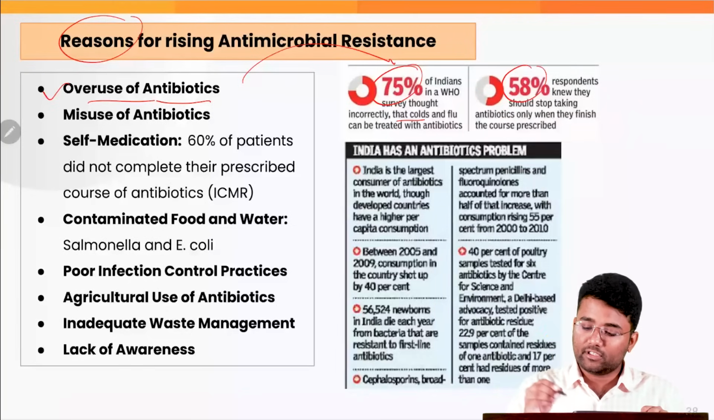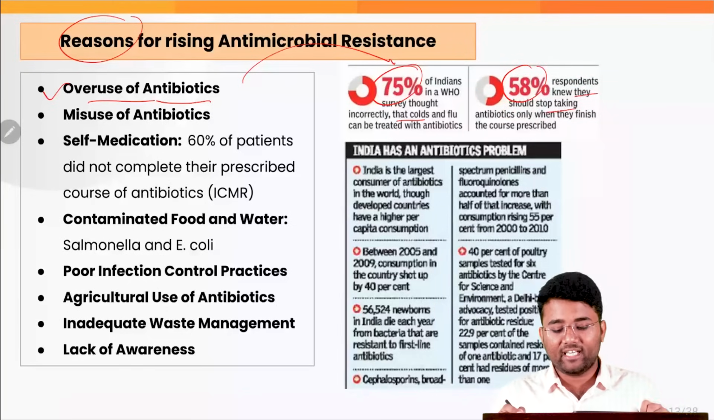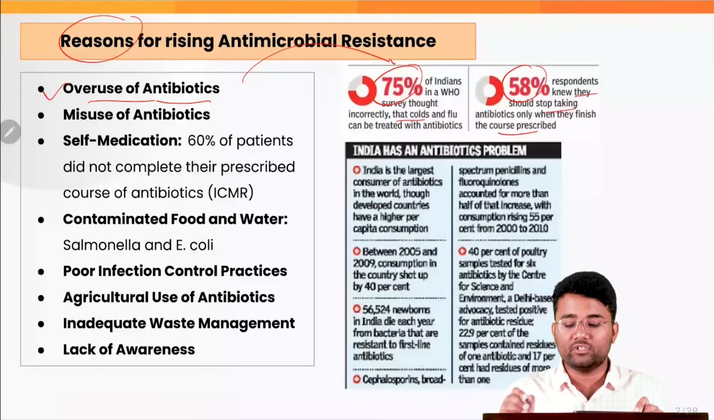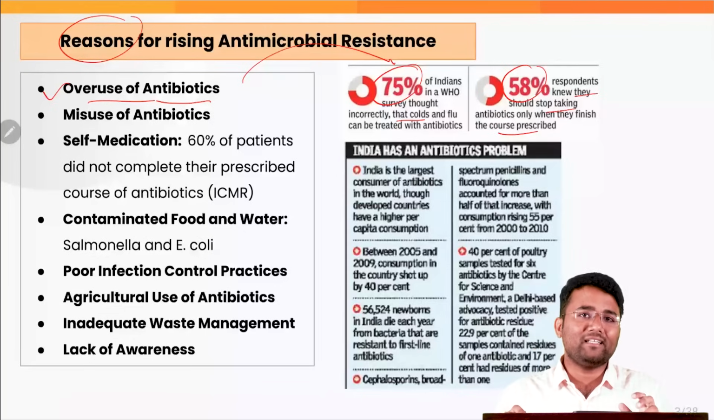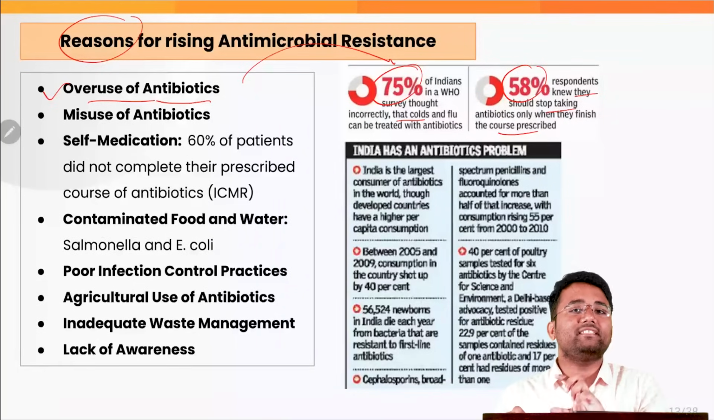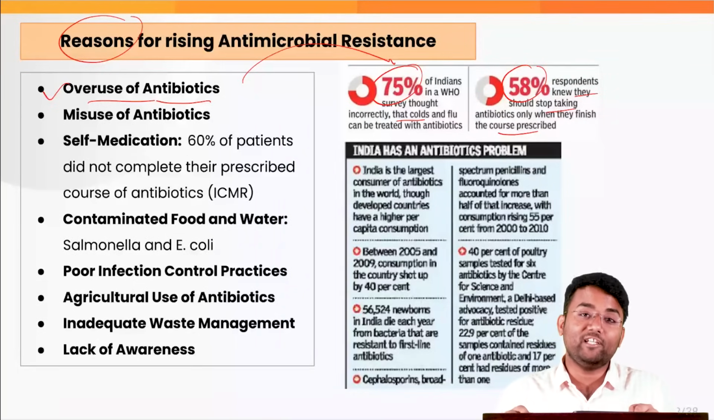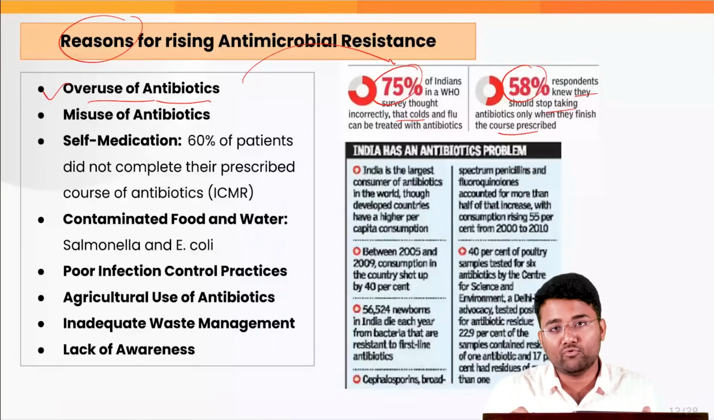Then, only 58% of respondents knew they should stop taking antibiotics only when they finish the prescribed course. The majority of people think that only one tablet is needed and there is no need to follow a full course of antibiotics.